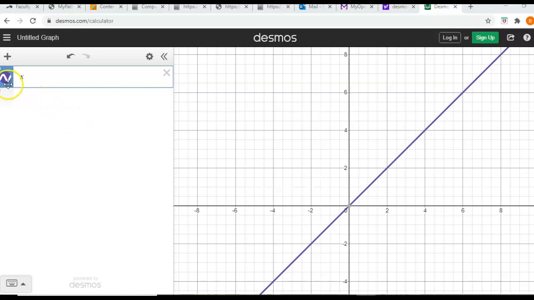So the first one is y equals x, and you'll notice in this Desmos that I'm in, you don't put the y equal part. You just put what the right-hand side would be. So y equals x, and notice that is a line that passes through the first and the third quadrant, and it has this property that every point has the same x coordinate and y coordinate.